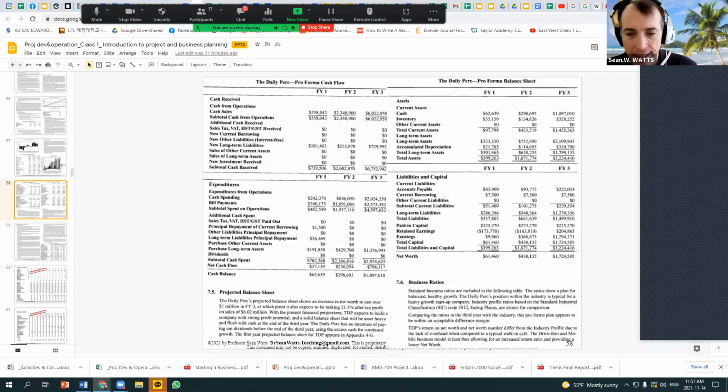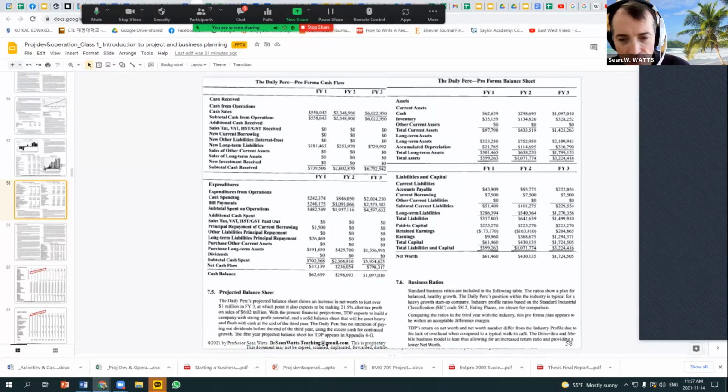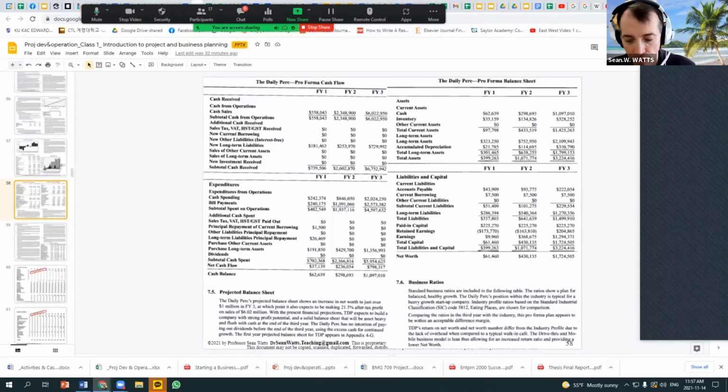So a lot of people care very much about the business ratios, whether your earnings ratios, your standard industry classification ratios. That's not usually too important, and I don't think the assessors in the UK will be looking for that, but the more you know about these things, the better.